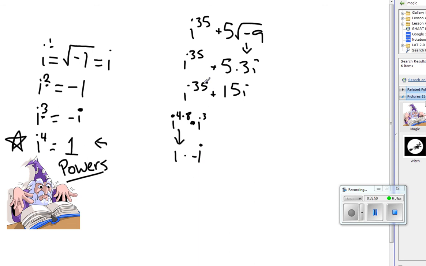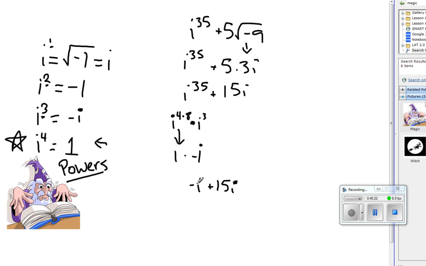So what we end up with here is negative i, which is now to the first power, plus 15i. So now they're the same term, which means we can totally combine them. So it's negative 1 plus 15. If you have $15 and you spend 1. But that's an i. Yes, it is. So is this.